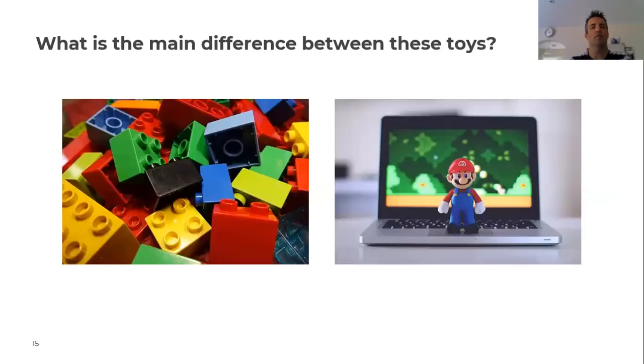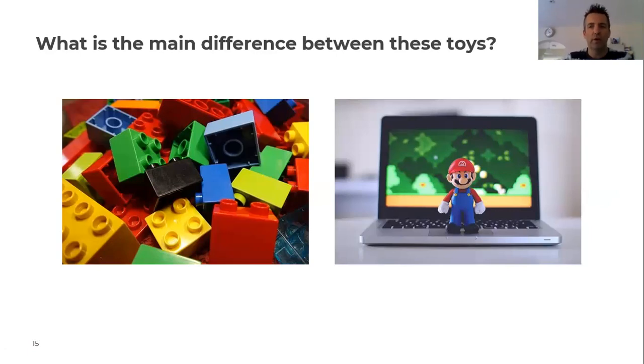So let's have a quick look at two pictures. What's the main difference between these two toys? I'll give you a second just to pause the screen and have a think. What's the main difference? Off you go. Okay, so we've got some plastic building blocks and we've got a laptop with Mario on that we saw last time. What's the main difference between these two?